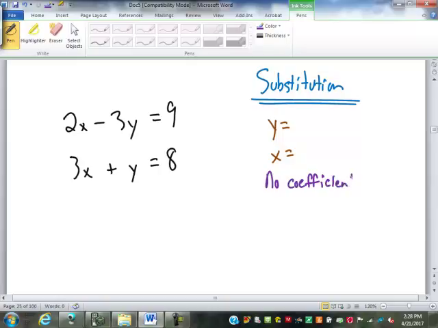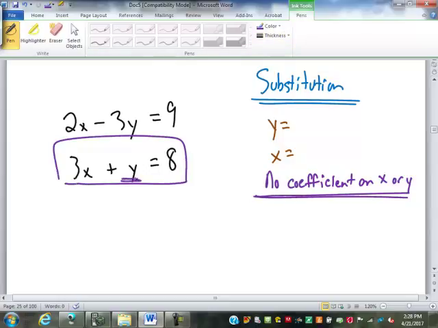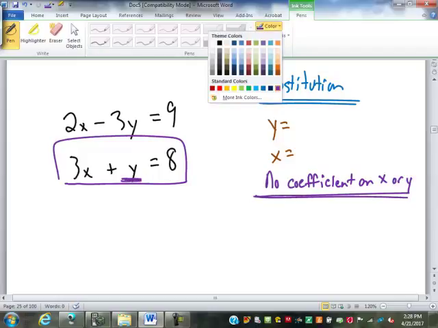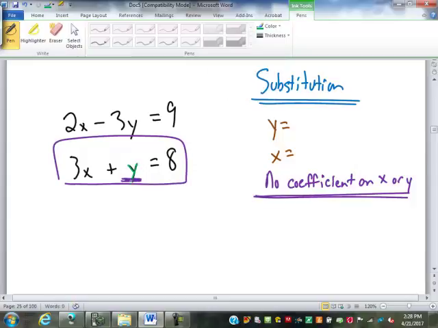So no coefficient on x or y. Do we have an equation here that has either x or y with no number in front of it? Yes, the second one. That's just a y there, there's no number in front of it. So that one would be easy to solve for y. How would I solve that one for y? I would subtract the 3x. Good. So y equals 8 minus 3x.